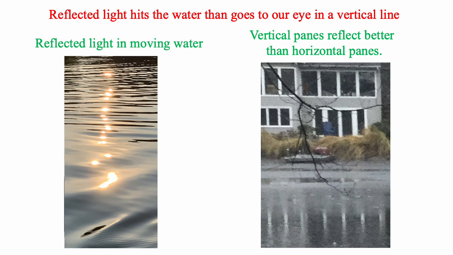When reflected light hits moving water, each wavelet sends light rays to our eyes, and it follows a vertical line. Yes, it wiggles a little bit this way and that way, but that's because it's hitting different parts of the wave. A viewer over here might see a vertical line in this position, but nobody should see a diagonal line. These vertical panes are reflected well because they follow this line of reflection, and we don't see reflections of the horizontal panes.